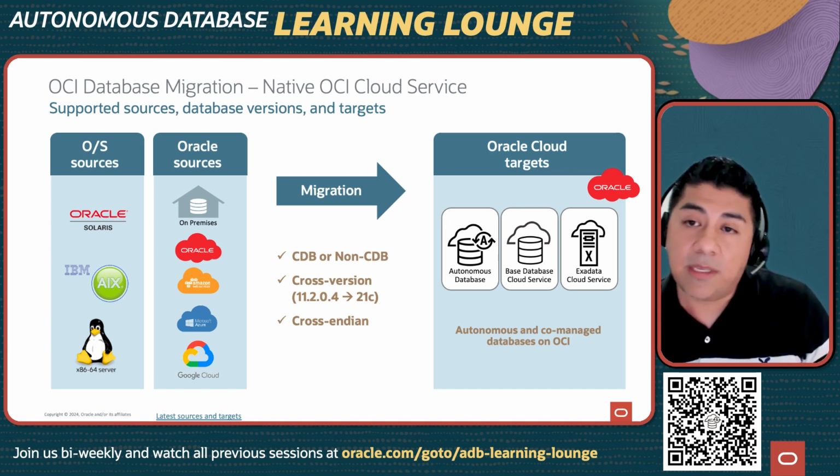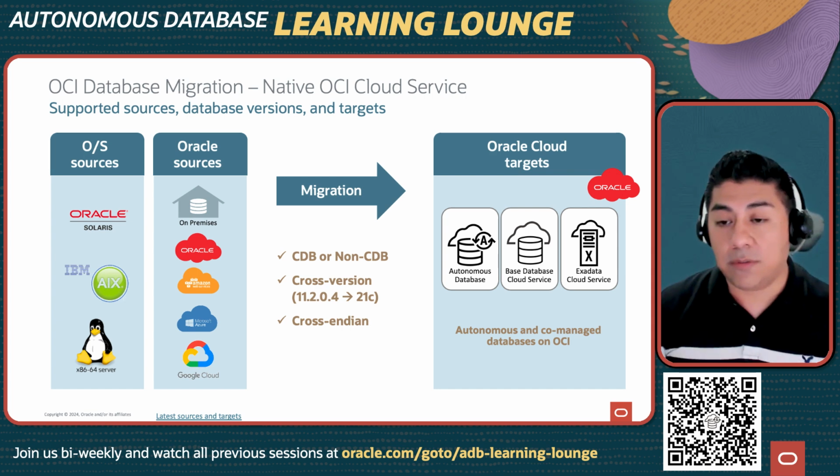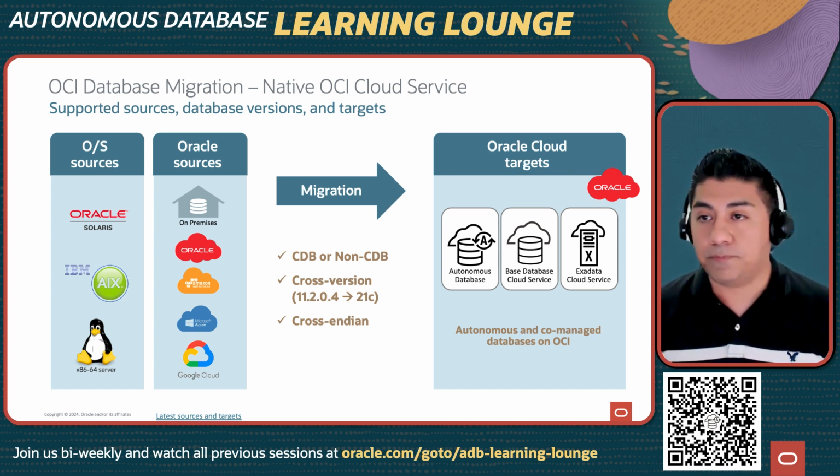On the right-hand side, we have the supported targets. We have Autonomous, Base Database, and Exadata. Currently, we don't support Exadata Cloud@Customer. That's the only OCI target that we don't support.